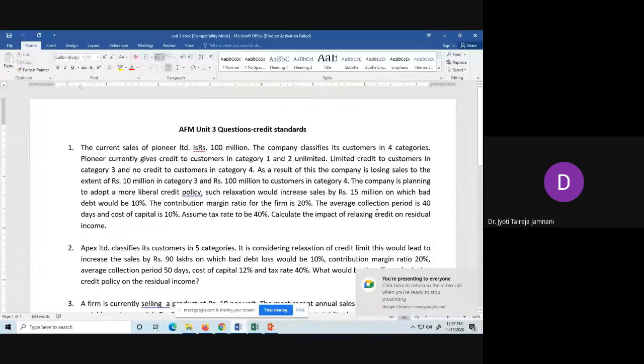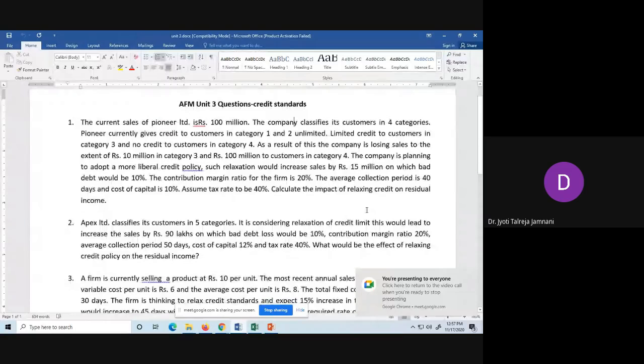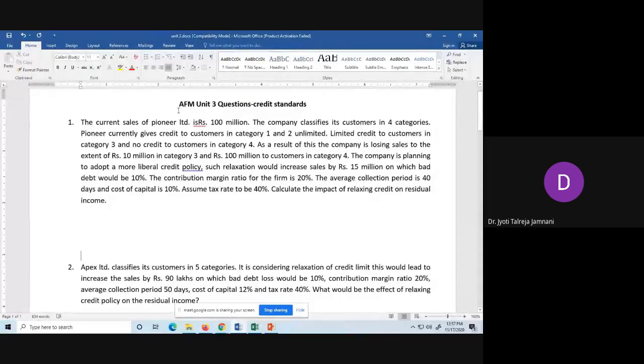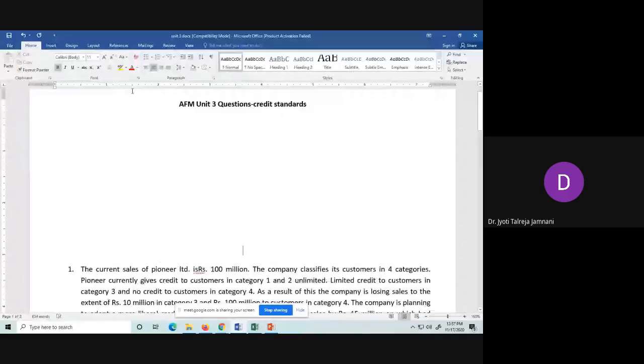So the third unit, questions on credit standards. The first question. Now before we start solving the question and answers, I will give you the formulas first. Formula for credit standard.